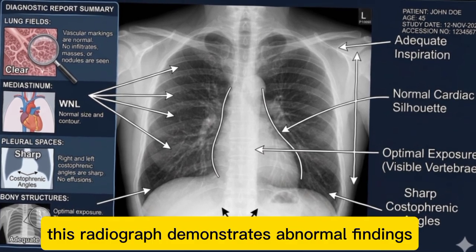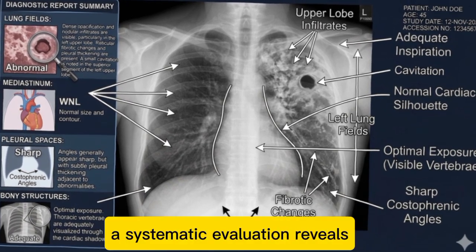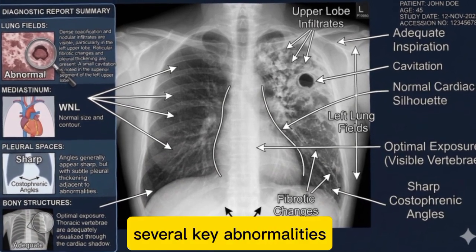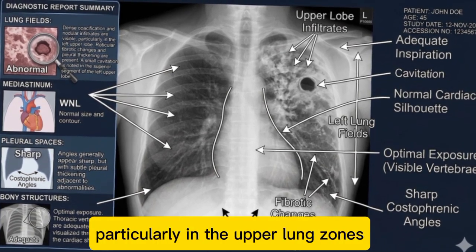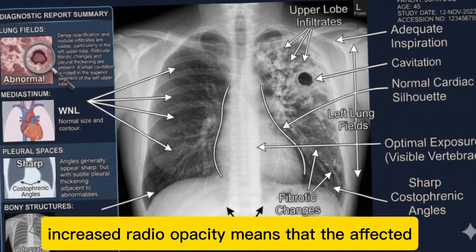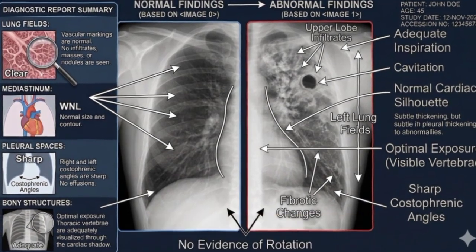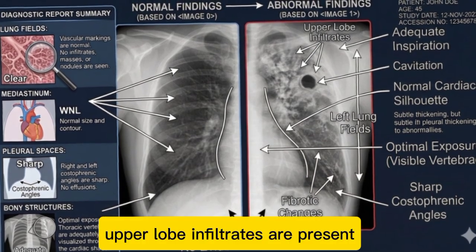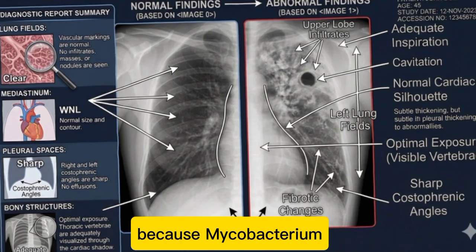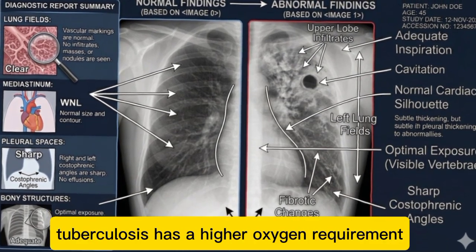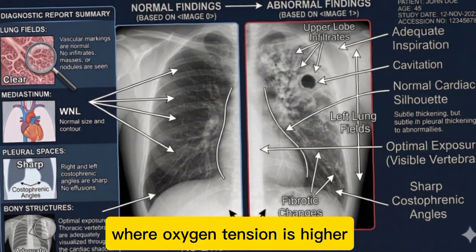This radiograph demonstrates abnormal findings consistent with pulmonary tuberculosis. A systematic evaluation reveals several key abnormalities. There is increased radiopacity, particularly in the upper lung zones. Increased radiopacity means that the affected area appears whiter than normal lung tissue due to infection or consolidation. Upper lobe infiltrates are present. This is a characteristic feature of pulmonary tuberculosis because Mycobacterium tuberculosis has a higher oxygen requirement and therefore preferentially affects the upper lobes where oxygen tension is higher.